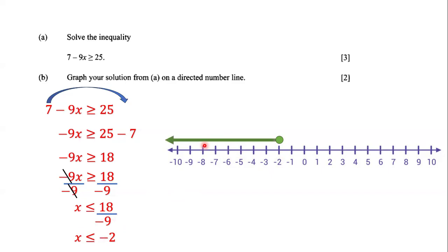So that means that the arrow goes in the left direction. It goes to the left. And this is our answer. So this is x is less than or equal to -2 represented on the number line. And that's our answer to this question.